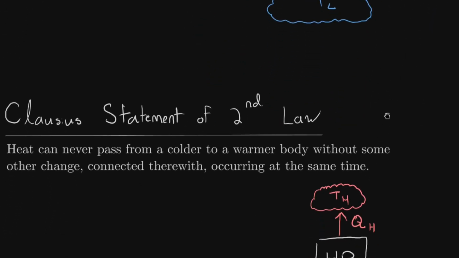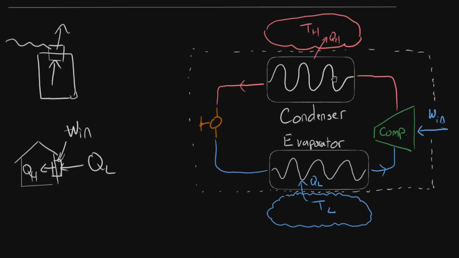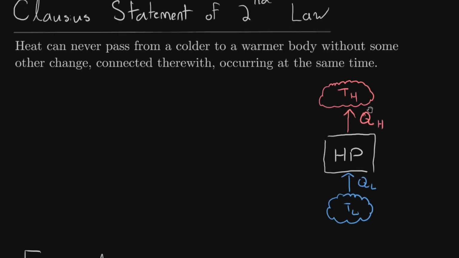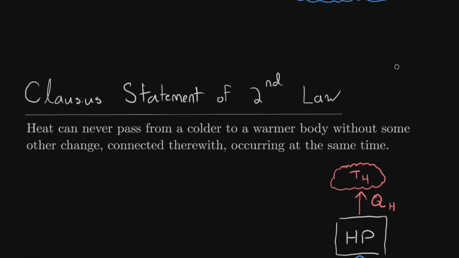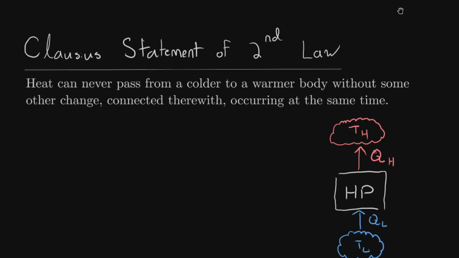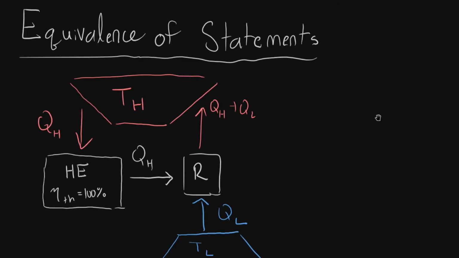All right, and so from this, we can get the Clausius statement of the second law, or I guess this is kind of related. I don't know if you can get it from this. But basically, it says we can't have one of these that has no work input, right? We can't just send energy from a low temperature to a high temperature. In fact, this is actually equivalent to the Kelvin-Planck statement, so you can use whichever one you want. It depends on the situation, what might be easier to work with.